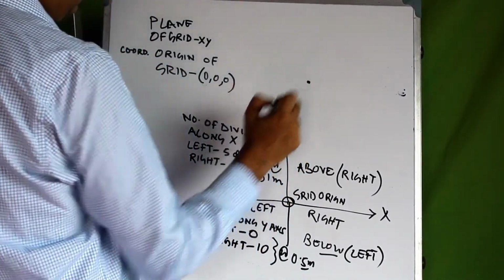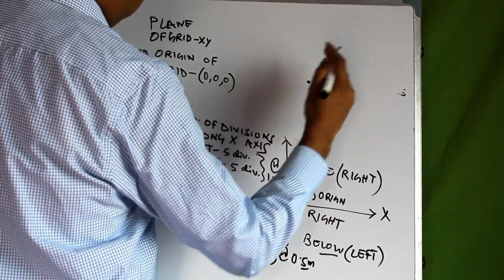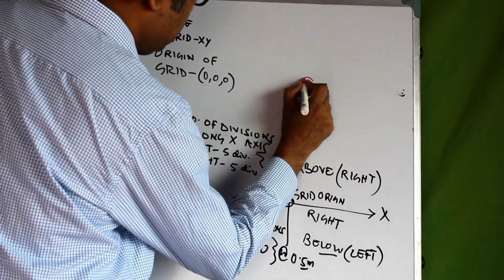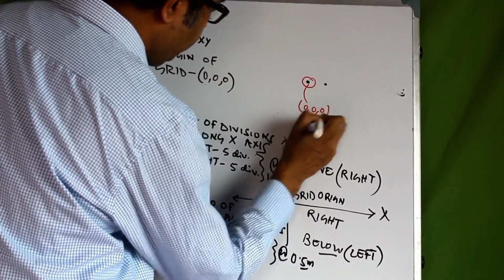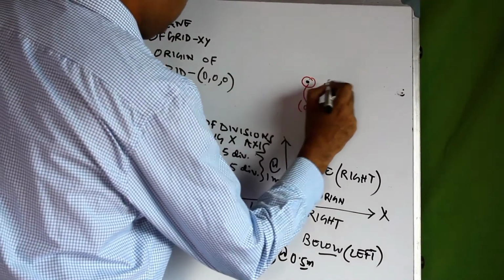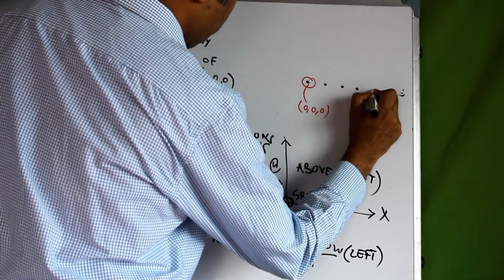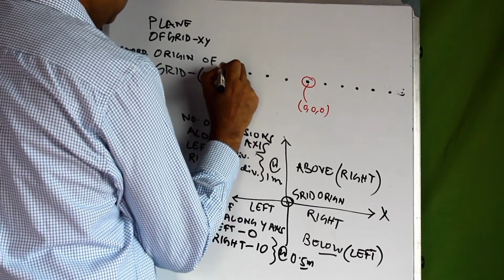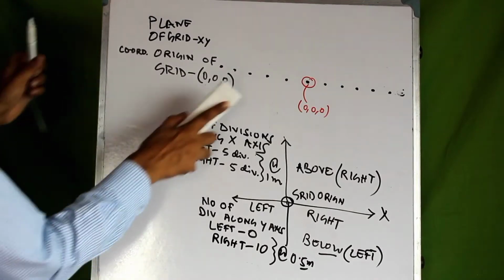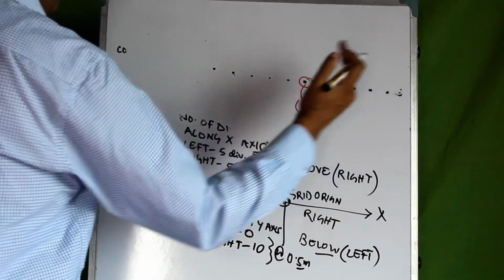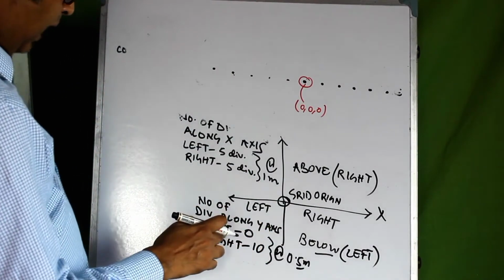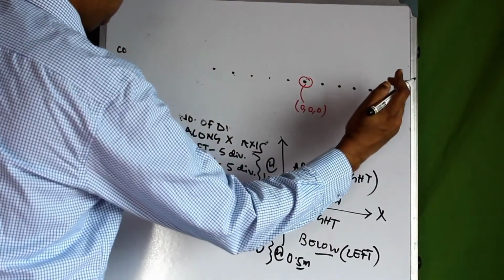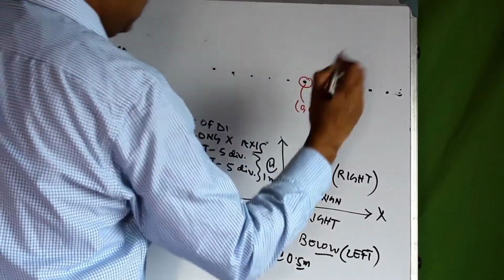Okay, so this point is 0,0,0, and we will have 5 divisions on the right and 5 divisions on the left. So this is the grid origin at coordinates 0,0,0, and we will have 5 divisions: this is 1 division, this is 2, 3, 4, and 5. Similarly, we will have 1, 2, 3, 4, and 5 on the left. So we have 5 divisions on the right and 5 on the left. And as I have said, we will not have any divisions below the origin along the y-axis. So the divisions are along the x-axis, 5 to the right, 5 to the left.